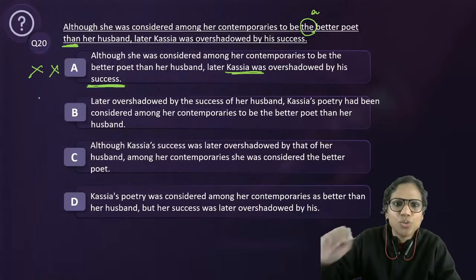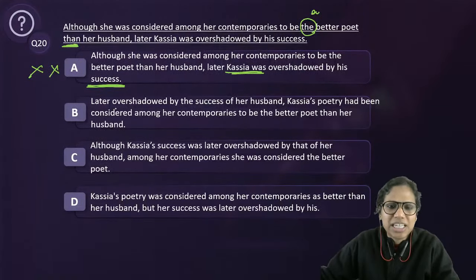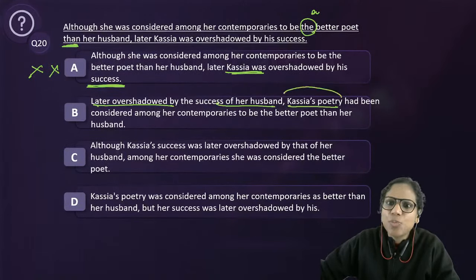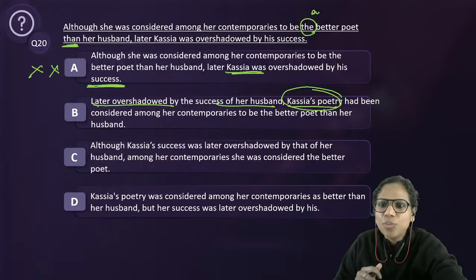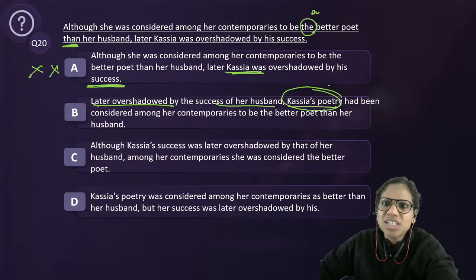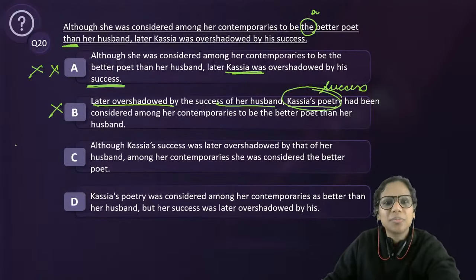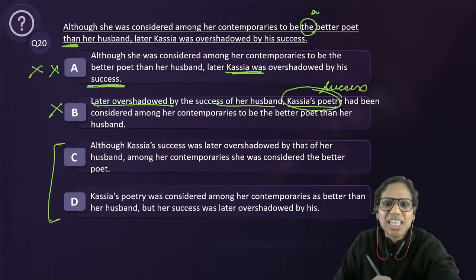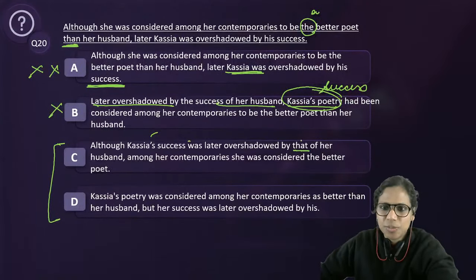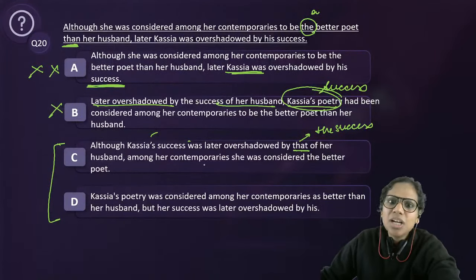Eliminated. So I've identified two problems. Let's have a look at B, C, and D. So later overshadowed by the success of her husband, Cassia's poetry. Was her poetry overshadowed or was her success overshadowed? It was her success, right? That was overshadowed. So again, flawed comparison, wrong comparison between C and D. Although her success was later overshadowed by that of her husband, so that means the success of her husband, this is good.